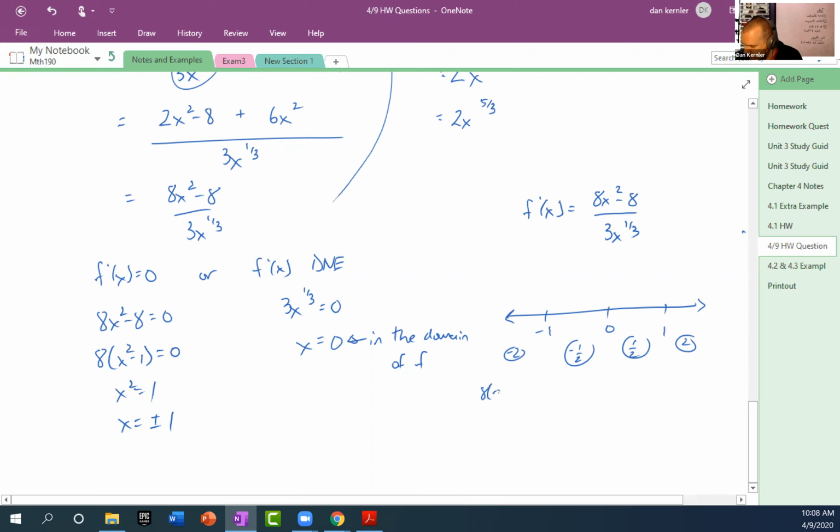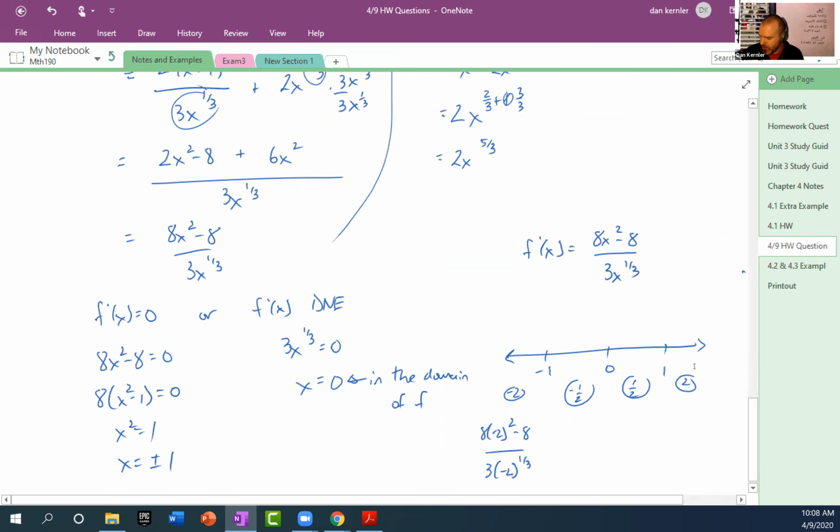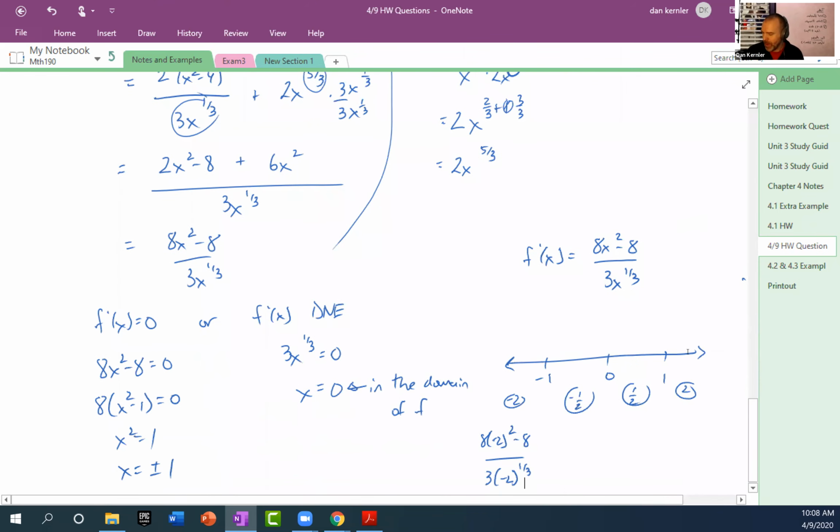Let's see, 8 times -2 squared minus 8 over 3 times -2 to the 1/3. Hey, Sydney, we're working on number 37. 37? Yeah, 37 in 4.3.